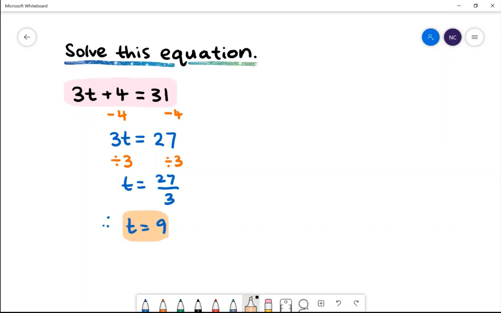We can check that this answer is correct by substituting it back into the equation. So we have 3 multiplied by 9, which is 27, plus 4 gives us 31. So our solution is correct.